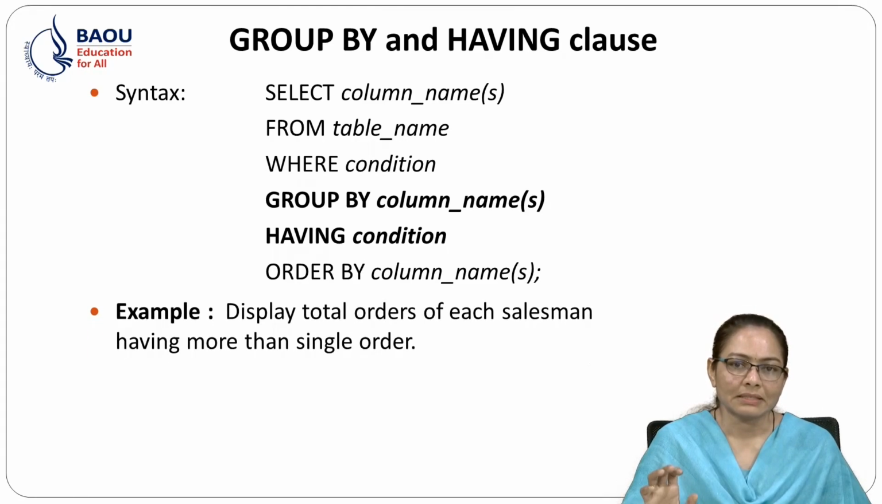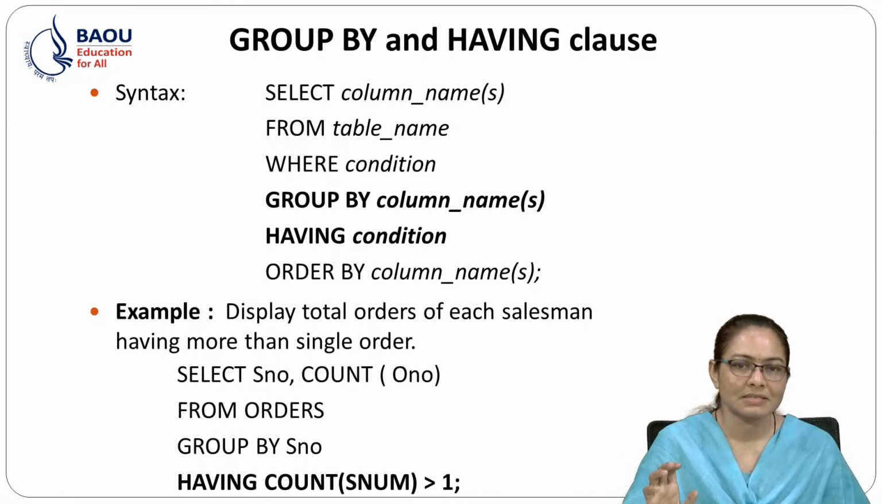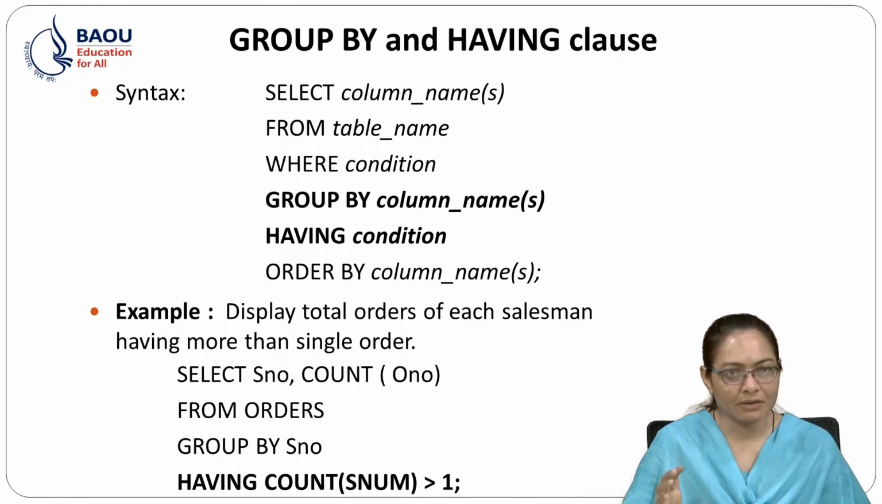Now see the example: display total orders of each salesman having more than a single order. How to write the command? Select salesman number, comma, count of order number from orders, group by salesman number. So here the salesman number is grouped and it counts the total number of orders. So salesman-wise total number of orders is displayed by the group by. We display only that information which is more than 1. Here there is some mistake; the order number is placed in the salesman number.